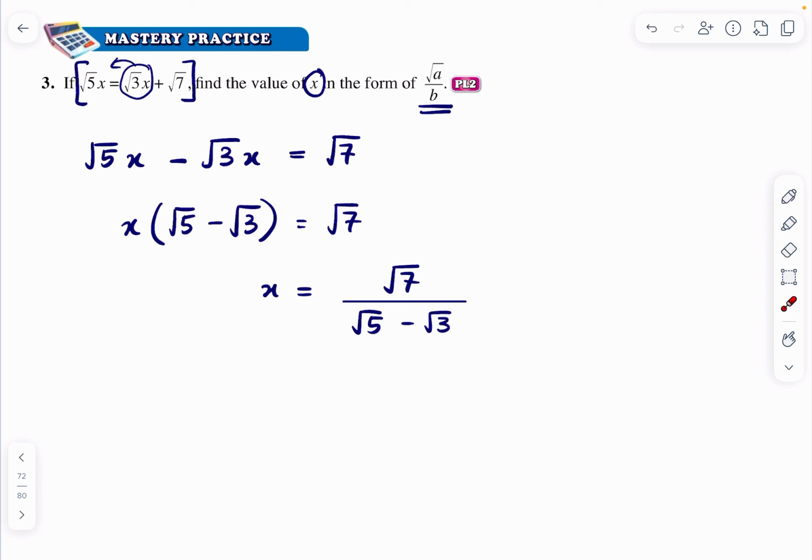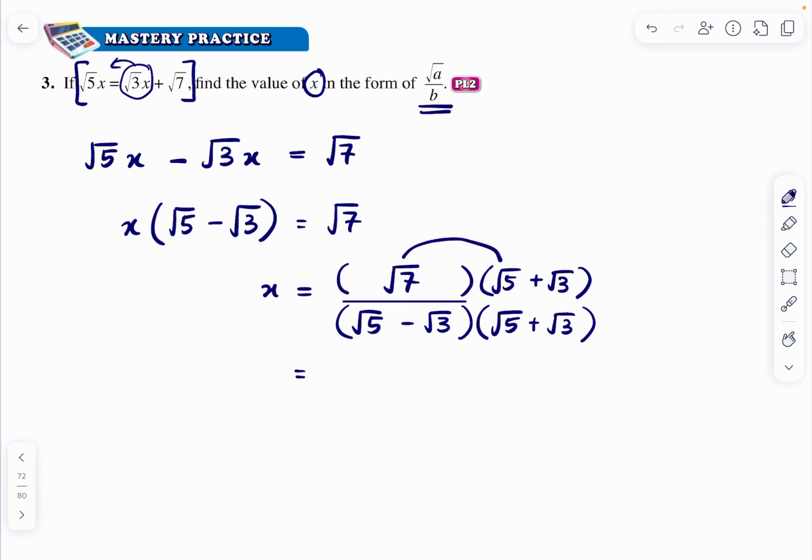This won't be our final answer because they want it in this form, where the denominator doesn't have a surd. Our denominator has a surd. So to get rid of the surd, we have to multiply with the conjugate. Conjugate means if this is surd 5 minus surd 3, our conjugate will be surd 5 plus surd 3. So if the bottom you multiply by this, the top you must also multiply by the same thing. Like that. Then we expand.